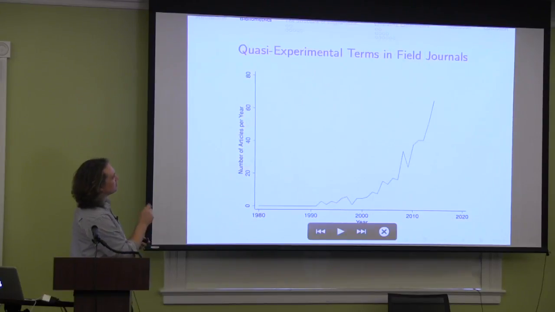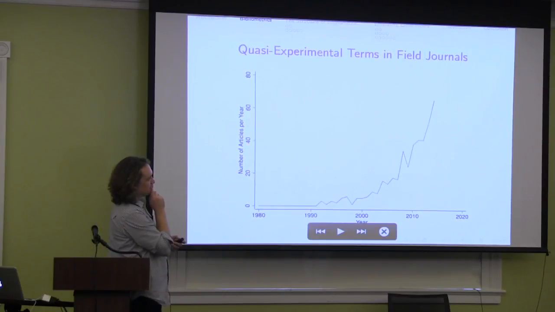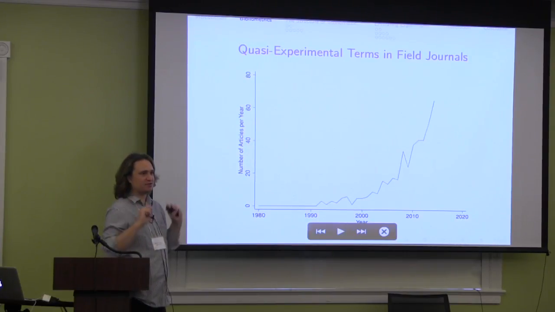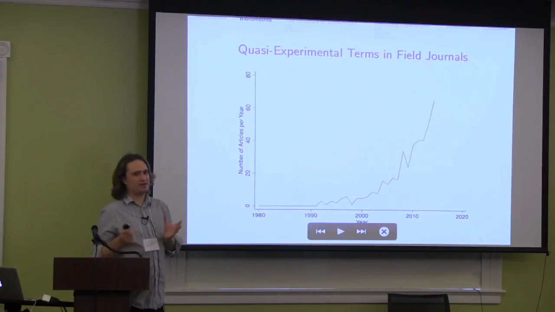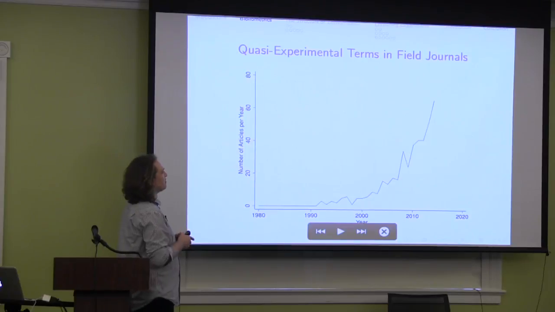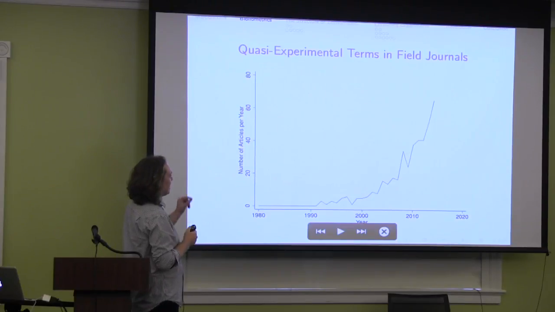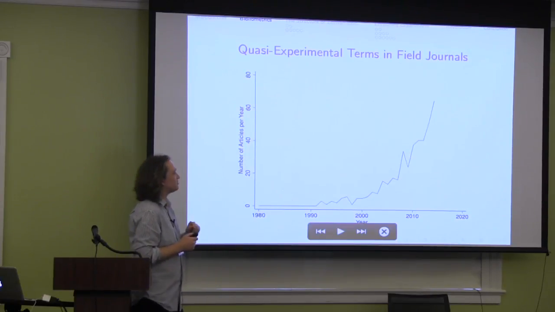Looking more at field journals now. I think we chose 15 or so of what would be considered top field journals in economics: Journal of Labor Economics, Public Economics, Development Economics. A lot of those journals were founded in the 1970s as economics was transitioning into applied areas. And you see this same upward shift.